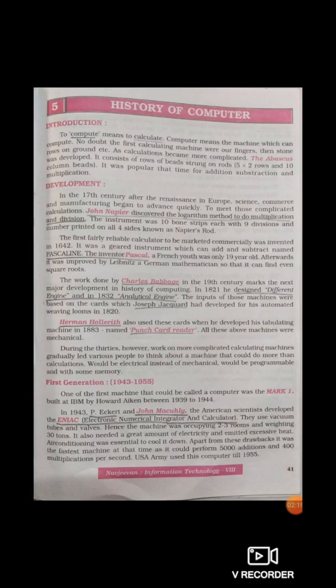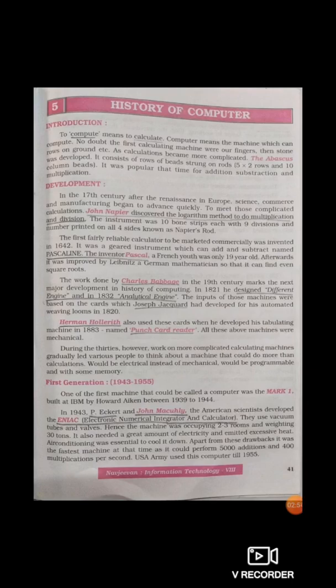The first fairly reliable calculator to be marketed commercially was invented in 1642. It was a geared instrument which could add and subtract, named Pascaline. The inventor, Pascal, a French youth, was only 19 years old. Afterwards, it was improved by Leibniz, a German mathematician, so that it could find even square roots.